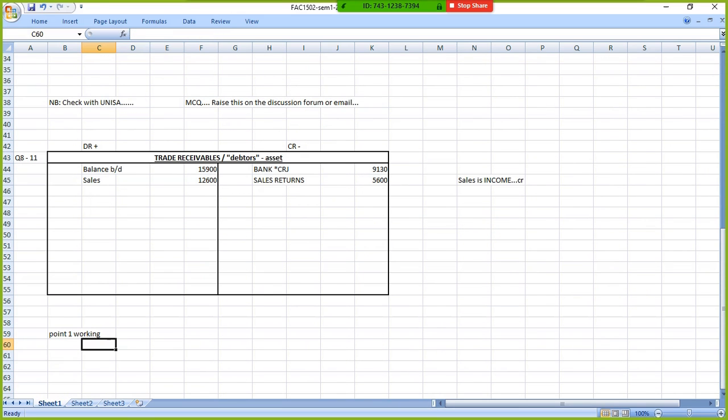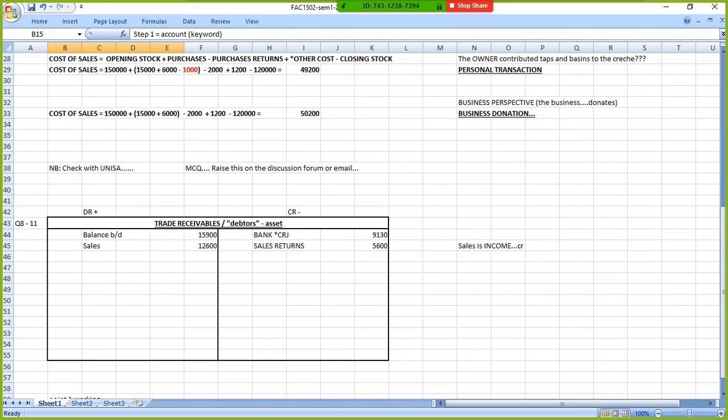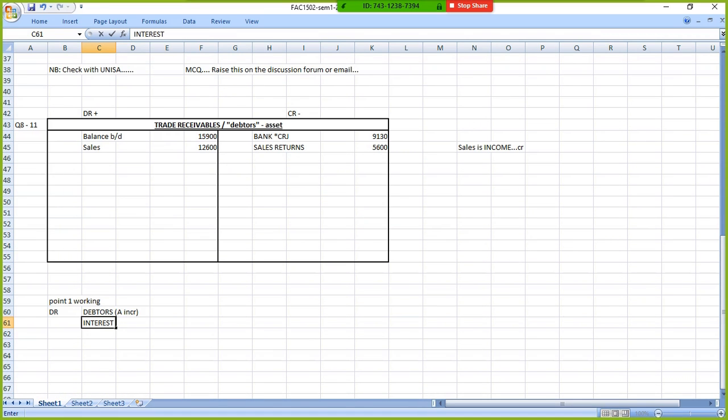Good. What is debtors? It's an asset. What's happening to the asset when you're charging the debtor interest? It's increasing. Good. Where do assets increase? On the debit side. Give me another keyword. Interest, I think. Interest received or interest income, either or. I'm going to use income. Increase or decrease? It's increasing. Correct. Where does income increase? On the credit side.